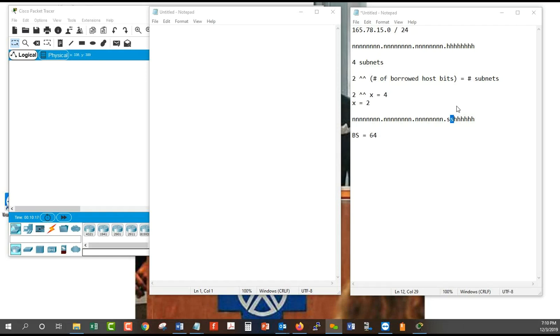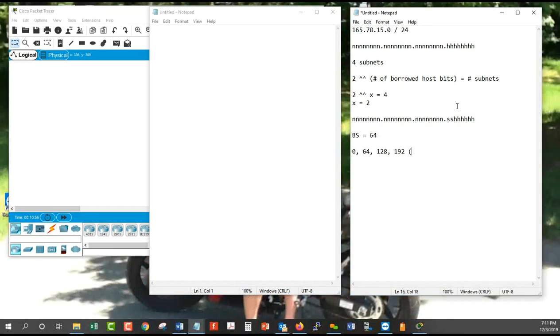So we've got a block size of 64, and once we know that, the next thing that we need to do is count off our network IDs based on the block size of 64. And so we start with 0. So 0, next we've got 64, next we've got 128, and next we have 192, okay? All right. So those are our network IDs.